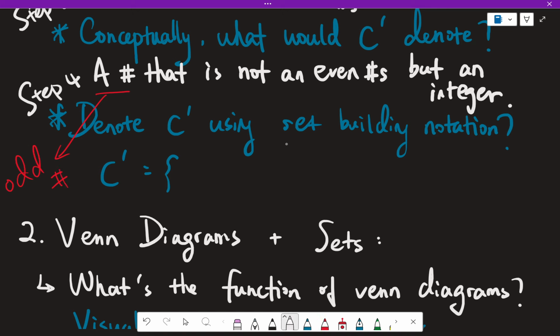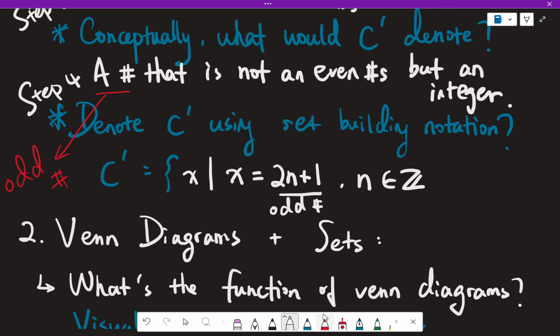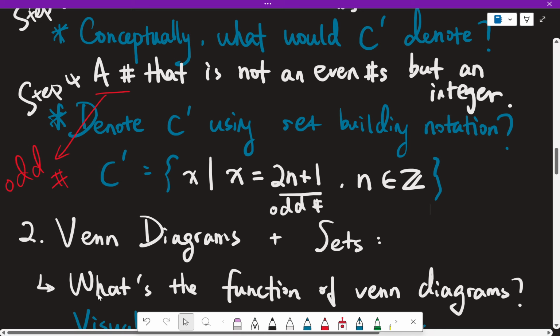So how can we, using set builder notation, denote the complement of C? The complement of C would be {x such that x = 2n + 1, which is the common denotation of an odd number, and n is a member of the integers}. With this notation, we can include all the odd numbers, and that is exactly what the complement of C denotes. So that's all for extra notations and their examples.